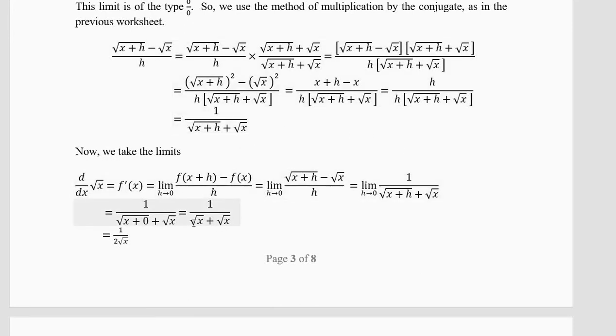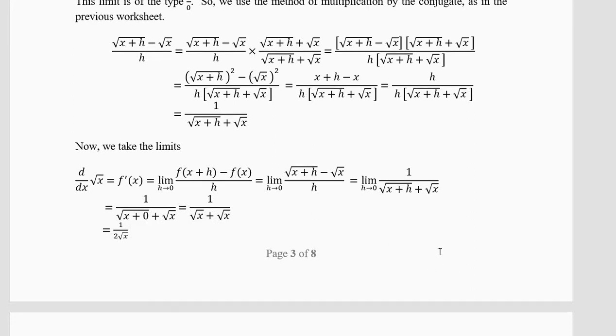Take the limit, you put h equal to 0, you'll get 1 divided by root x plus root x, which is equal to 1 divided by 2 root x. We'll do some more questions like this.